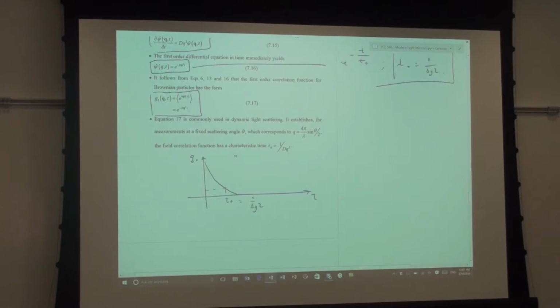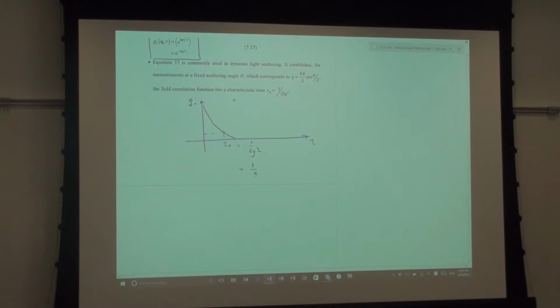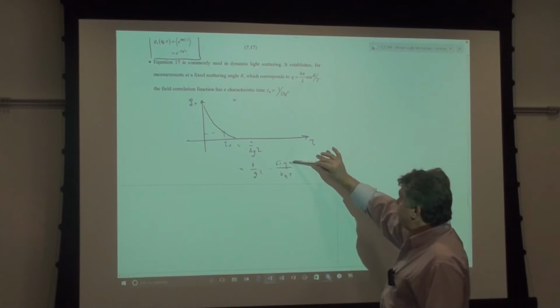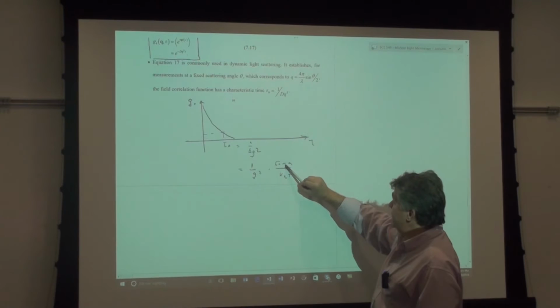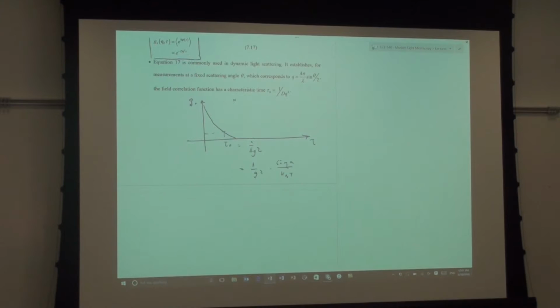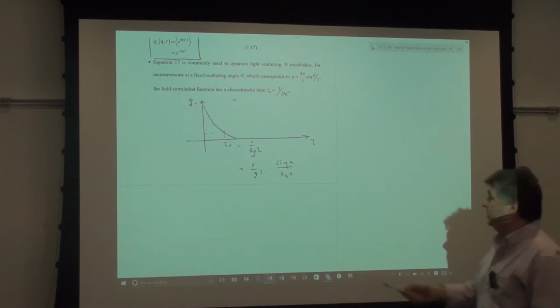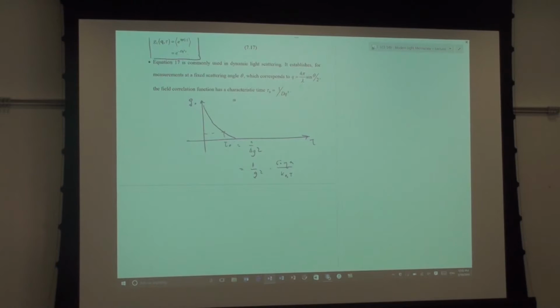So tau is 1 over D q squared. And what's the inverse of D? So kBT was at the top, and this is 6 pi eta a. So tau is proportional to particle size. The smaller the particle, the faster the dynamics, the shorter the correlation time. Makes sense, right? Same thing for viscosity. If I increase the viscosity, particles are sluggish, dynamics is slow, tau naught gets bigger. Okay, so that also makes sense. Is that cool?